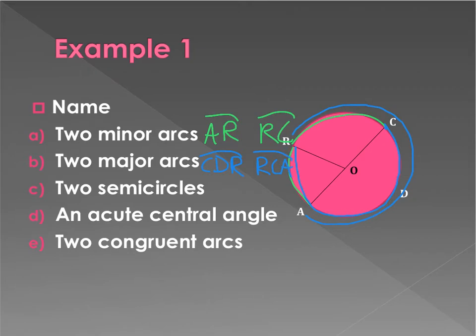So an arc can be named by either 2 points that it goes through or 3 points. But we wouldn't be able to name a major arc with just 2 points because we need to know what direction it's going in. So when naming it by 3 points, it's just telling us what direction we need to go in to make the arc. So we couldn't name this just CR because CR could be just this. So we need to know that it's CDR because we need to go this way around the circle.